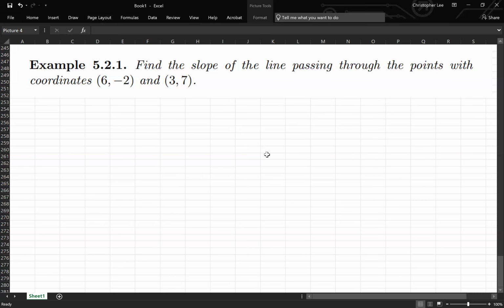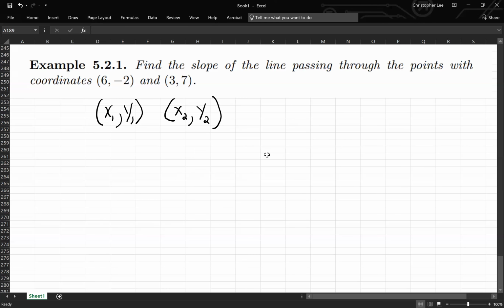So sometimes this might help. Before you actually execute this, give it a label. Let's say that I made the first point x1, y1, and I made the second point x2, y2. Go back to our formula. So the slope, we're clear, the M means slope, is equal to y2 minus y1 over x2 minus x1.